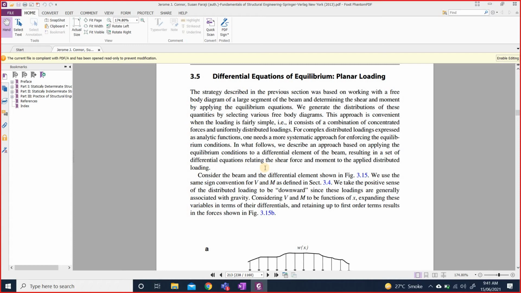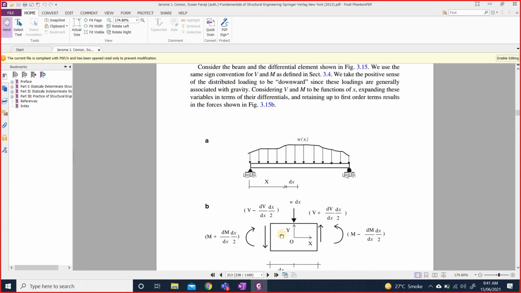It's called differential equations of equilibrium for planar loading. We will quickly go through the derivation and then we can discuss the applications. Now, consider any beam subjected to any distributed loading Wx, and consider a small segment of length dx.